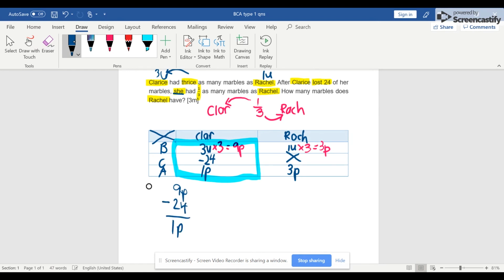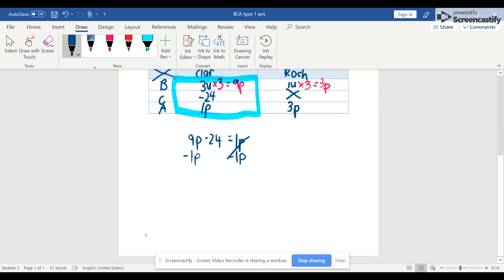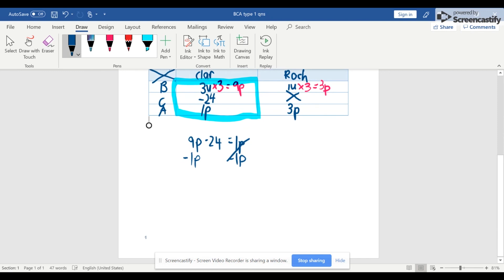You see that this is actually an equation over here. So very simple. We're just going to write down this equation in a lateral format. Lateral means we're going to put it in a straight line, like a normal number sentence. So this is what I need: 9 parts minus 24 is equals to 1 part. This is the equation that we want. And what you're going to do next is minus 1 part here, minus 1 part. Why? Because you have to solve the equation, right? So by minusing the 1 part, you're trying to solve. So 9 minus 1 will give me 8 parts.